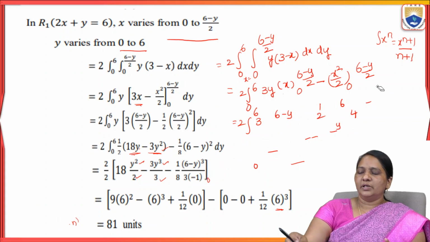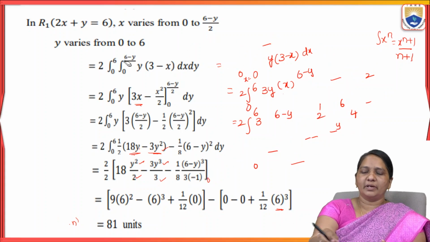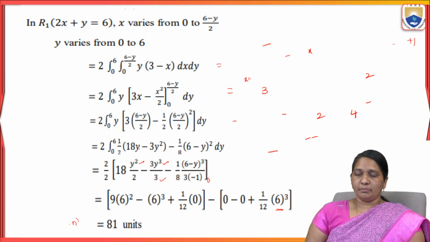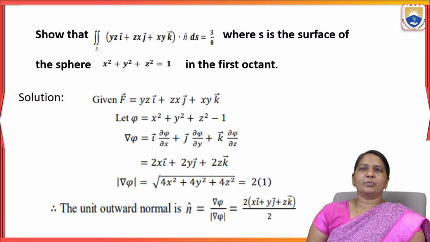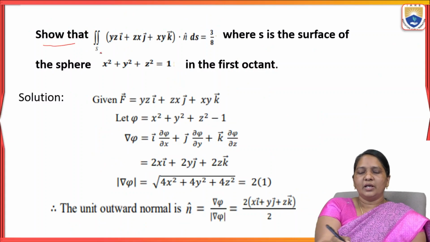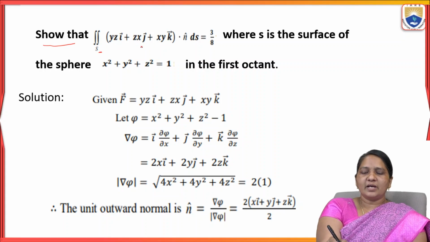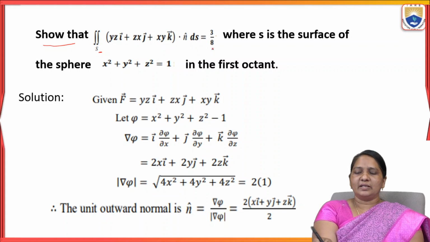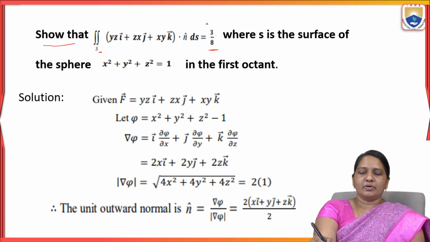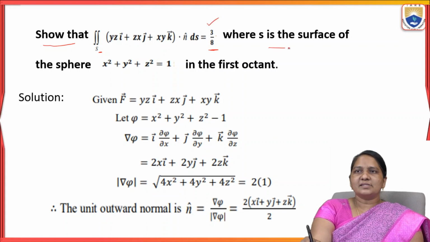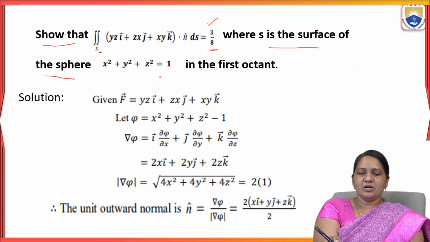We'll discuss one more problem to get better clarity. I hope you understand this problem. So to get a better understanding, I am moving to one more example. See here, show that the integral over S of (yz i plus zx j plus xy k) dot n dS is 3 by 8. That means we have to show this value is 3 by 8, where S is the surface of the sphere.